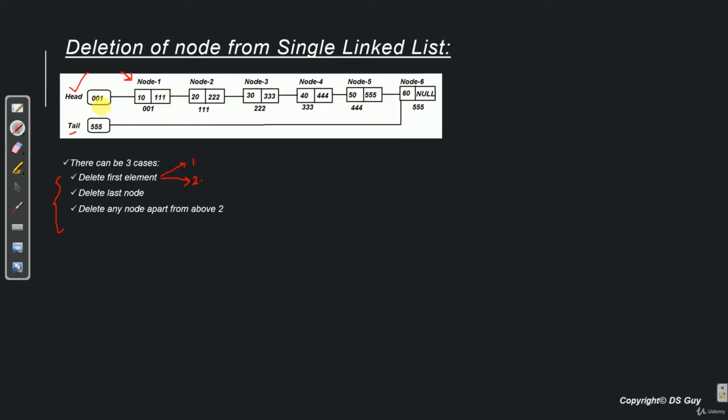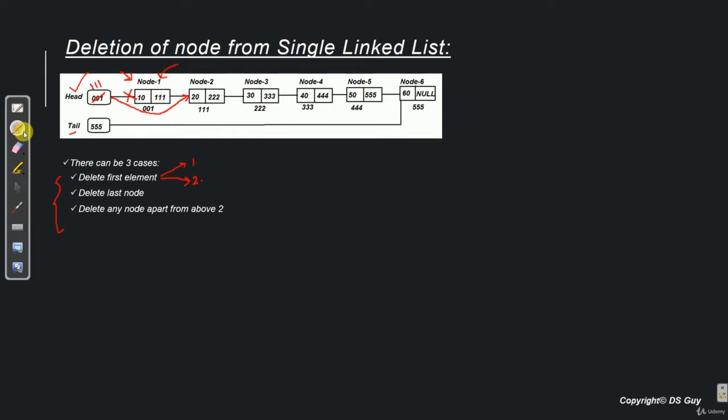So all that we have to do is in the head reference we have to update the address of the second node, which is 111. So as soon as we do that, a link gets generated between head and node 2 and the existing link between head and node 1 gets destroyed. So right now no reference is pointing towards node 1. So garbage collector once again comes and sees that node 1 is not pointed by anything, so it gets eligible for garbage collection and it gets destroyed.